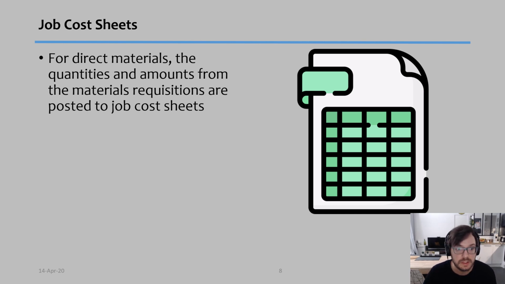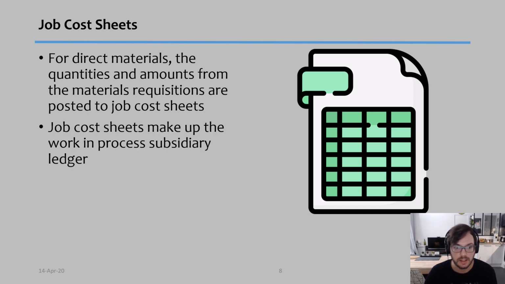So for direct materials, the quantities and the amounts from the material requisition will be posted on the job cost sheet, and the job cost sheet will make up the work in process subsidiary ledger. In other words, in this document, we're going to register the value of my work in process for this specific job. So as you can see, it's also a very important document because it allows me to know how much money I have already spent creating a specific job.